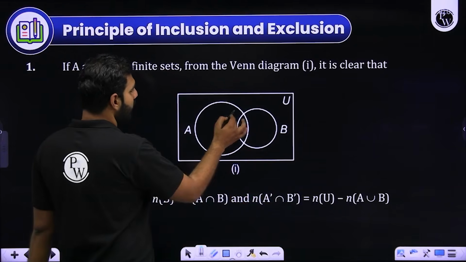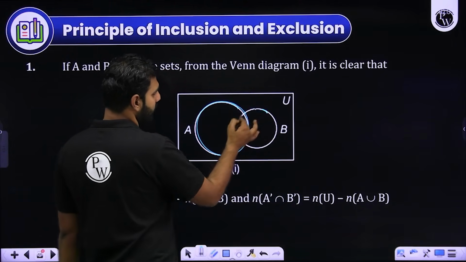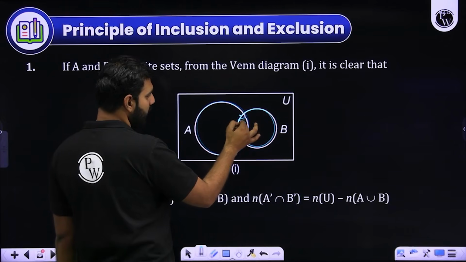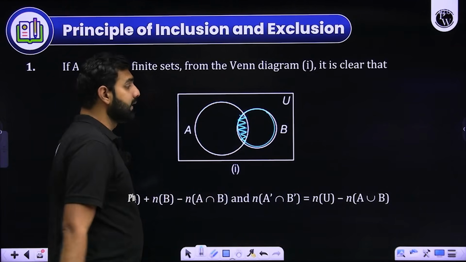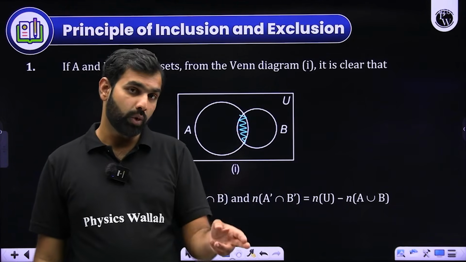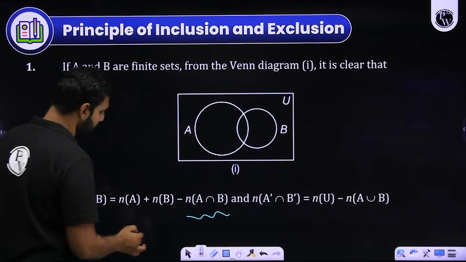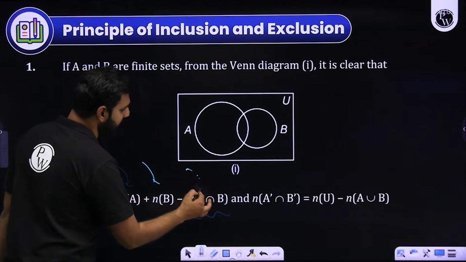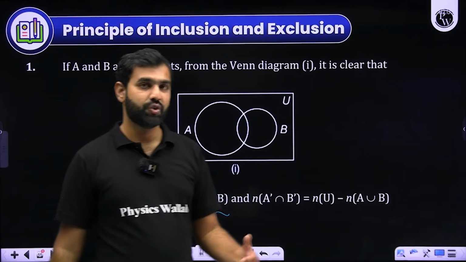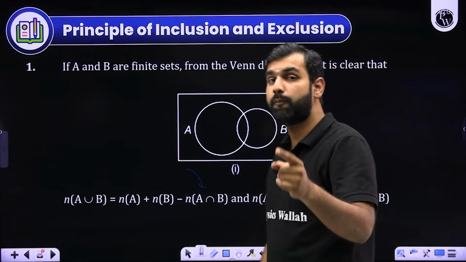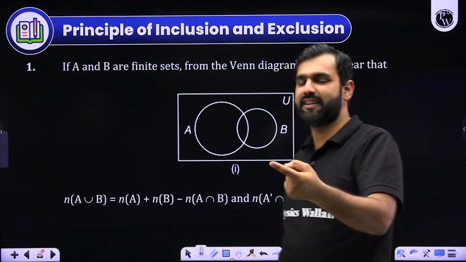So number of elements in set A will be this, number of elements in set B will be this. But when you include the number of elements of A and the number of elements of set B, the elements in both A and B are counted twice. But I needed them only once, so that's why I am excluding it. So inclusion and then exclusion. What if there are three sets? Then inclusion, exclusion, inclusion. The logical proof is also discussed in the chapter on sets.